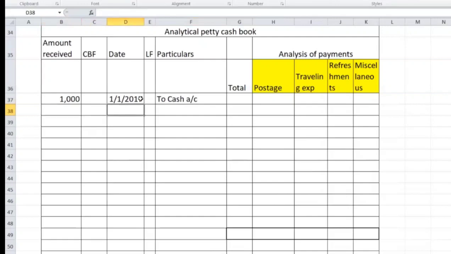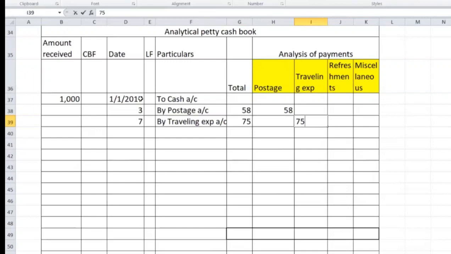What did they do on the third? Spent for postage. So it is an expense. So write down by postage. What is the amount for postage? Total we have spent 58. In the postage column again write down 58 rupees. Again on the 7th, by traveling expenses. Total how much we spent? 75. And again in the traveling expenses column you have to write down 75.